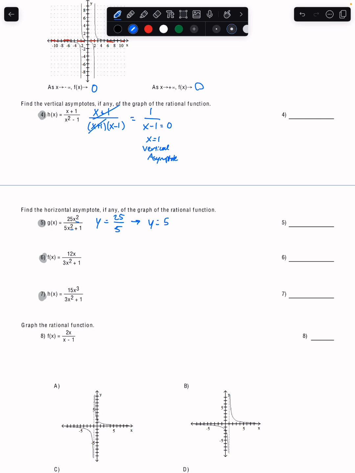Then for number 6, you see the bottom leading degree is more than the one on top. So when the bottom is larger, we just say y equals 0. You don't have to do any work. You can just see that. Then for number 7, our top degree is larger. So when the top is larger, we have no asymptote.